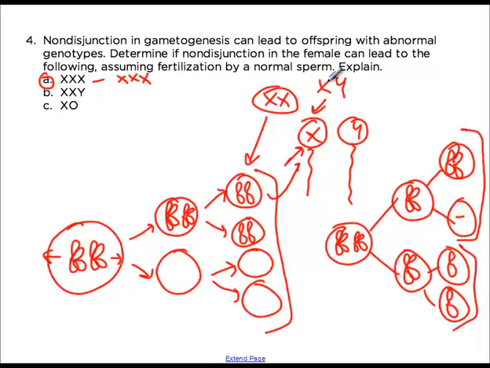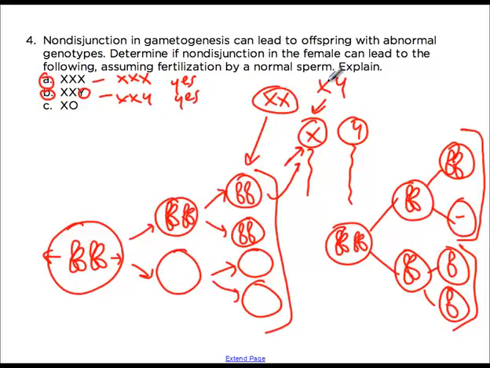Now, with B, can you get an XXY, which is a Klinefelter's individual, from, again, non-disjunction and fertilization by a normal sperm? Well, clearly the Y is going to have to come from the sperm, right? So the question is exactly the same. Can the female make a gamete that's XX? We just saw 2 ways that she can do that. So the answer is yes again. So determine if, yes.